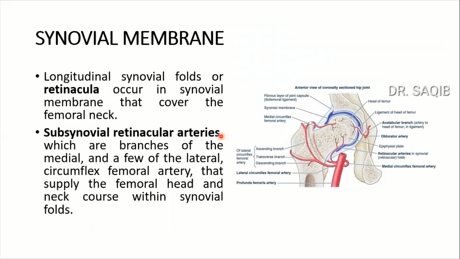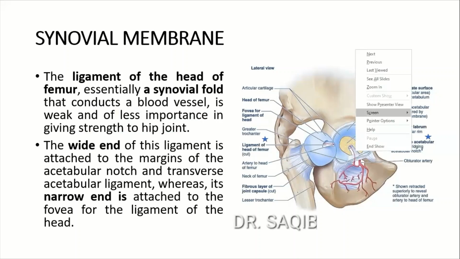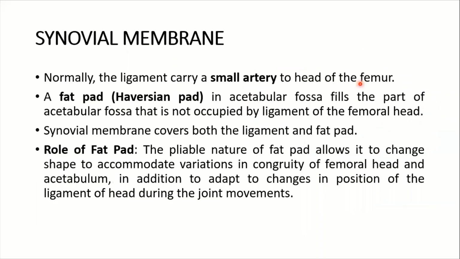And here you go. Next, on to the ligament of the head of the femur, essentially a synovial fold that contains a blood vessel. It is weak and less important in giving strength to the hip joint. This is the ligamentum teres. You could see this. It does not contribute as much to the strength, right?